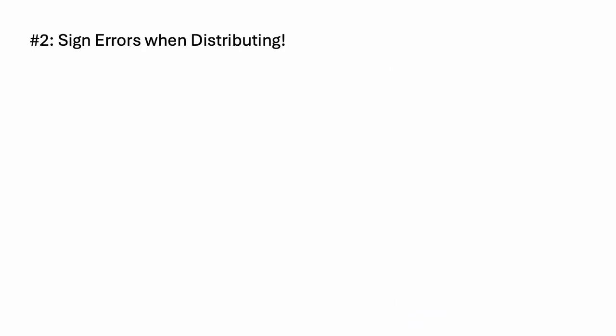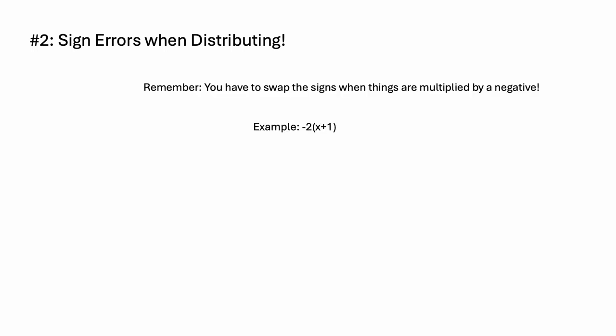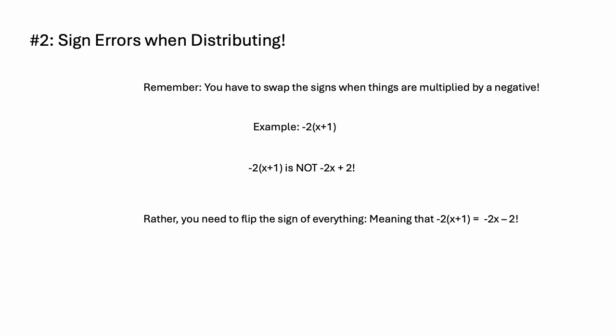Number 2, the second error, is messing up your signs when distributing, particularly with negative numbers. So for example, if you have negative 2 times in parentheses x plus 1, it is not negative 2x plus 2. Instead, since you're distributing with a negative number, you have to flip the sign, the plus sign in the middle, to get negative 2x minus 2.